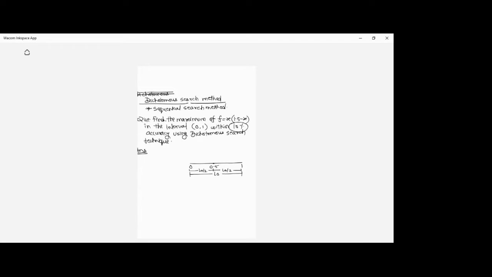Now here what I'm going to do is consider two values, one here and one here, to start with. Let's say that this is x1 and this is x2. The difference between x1 and x2 is represented by delta. And again this distance is delta by 2, and this distance is delta by 2.